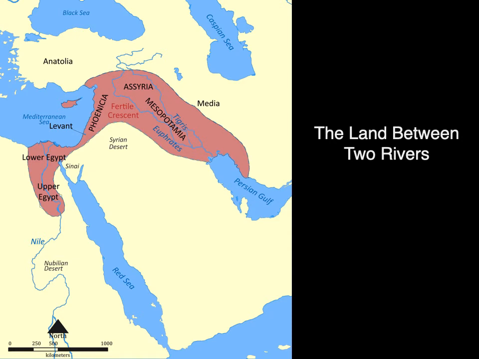Back to the map. Mesopotamia is the land around and between the Tigris and Euphrates rivers. And as I said, this is the first place where that transition is complete, where we leave the Neolithic period and enter the age of civilization. Why Mesopotamia?